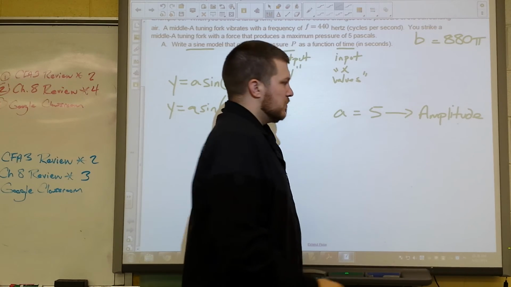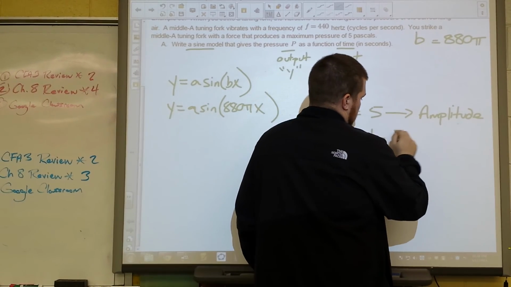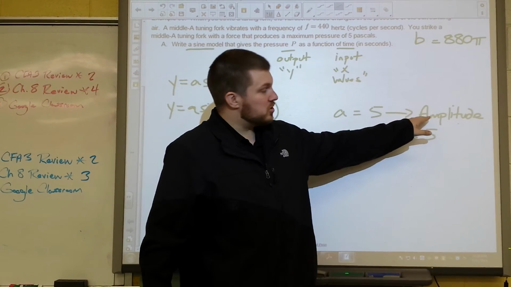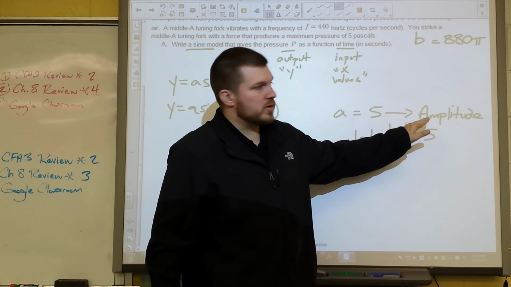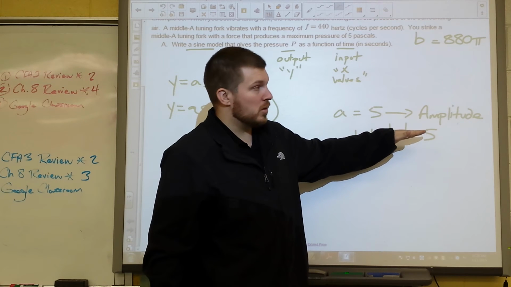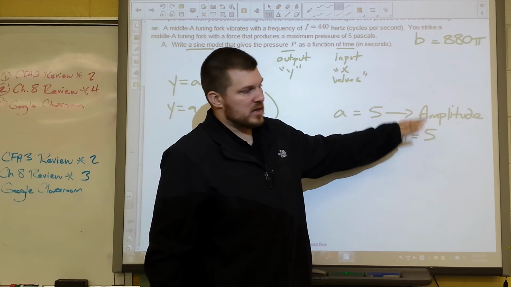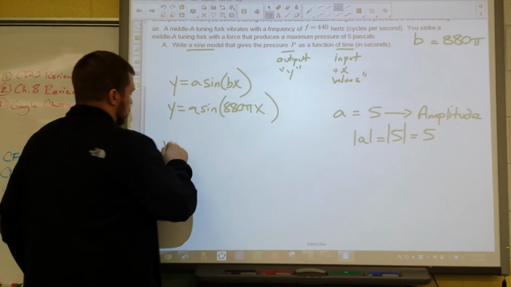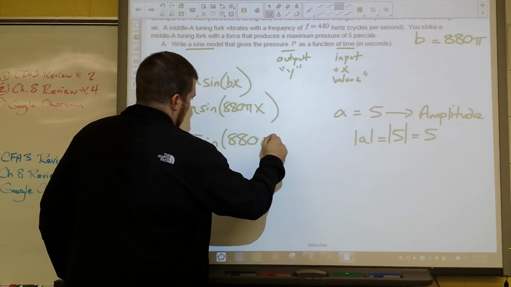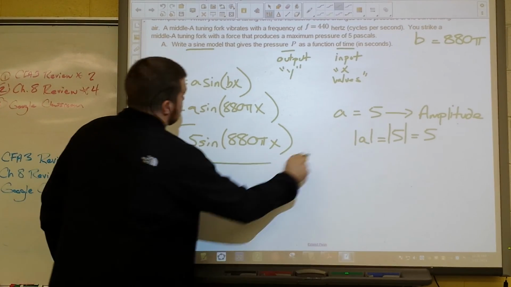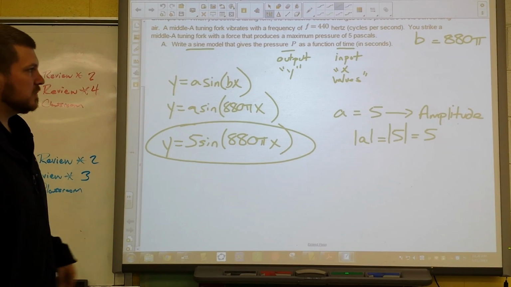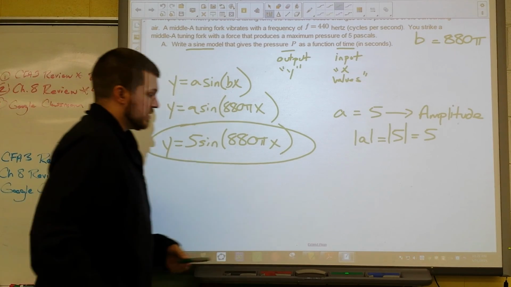And the amplitude is simply the absolute value of A, which is the absolute value of 5, which is 5. Now, again, the amplitude, and we've said it many times, is simply the distance from the midline of our sine wave to its maximum value. So the midline is always the x-axis, so y equals 0, and the maximum value is 5. So A equals 5. So we have y equals 5 sine of 880 pi x. Okay, so that's our equation. Write a sine model that gives the pressure P as a function of time. So there you go. That's really as easy as it gets.